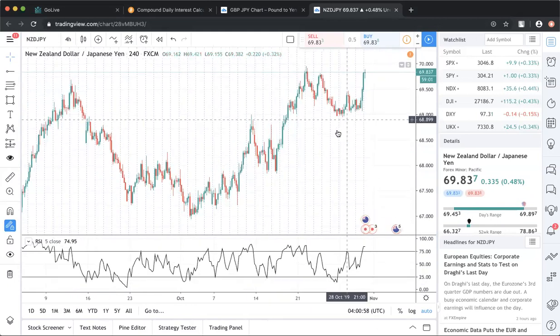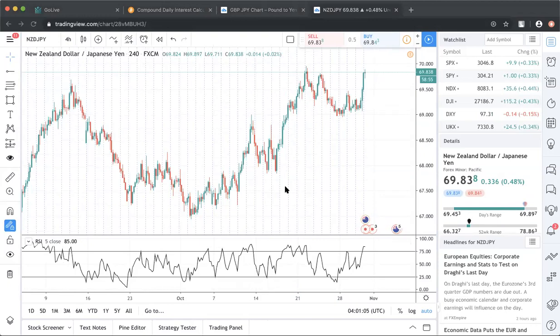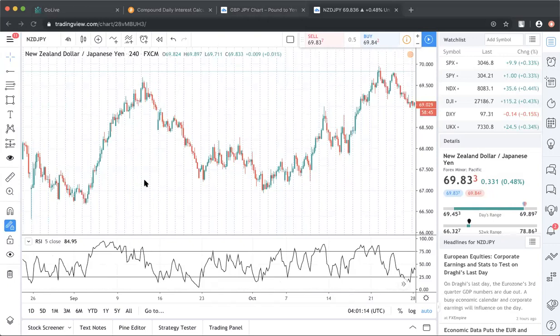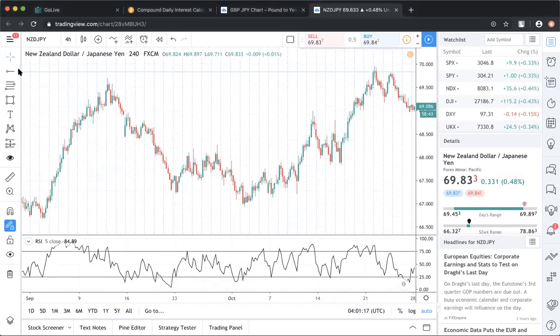We don't have any divergence on NJ right now. We don't got no divergence on NJ. What I'll do is find some divergence that happened in the past, just to show you an example.